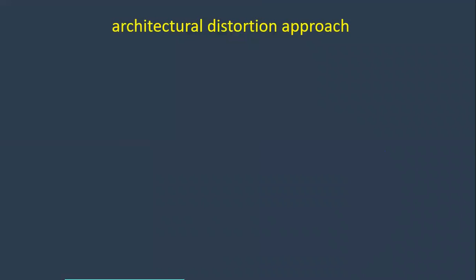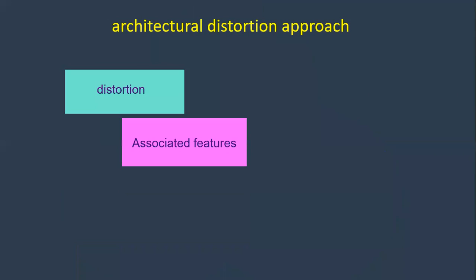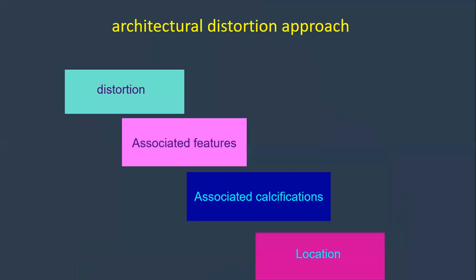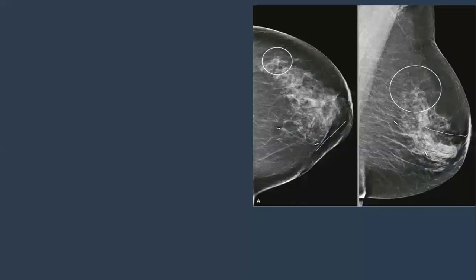Again, let us go back to our approach. Confirm that this is an established, real abnormality representing architectural distortion. Look for the associated features, look for the esthetic classification, and then localize the lesion within the breast.